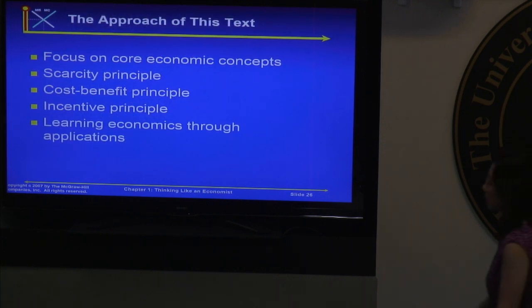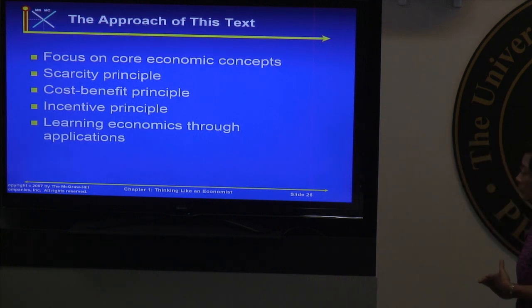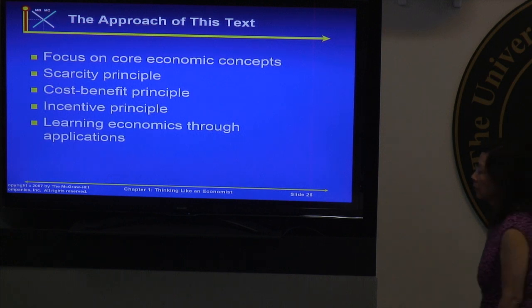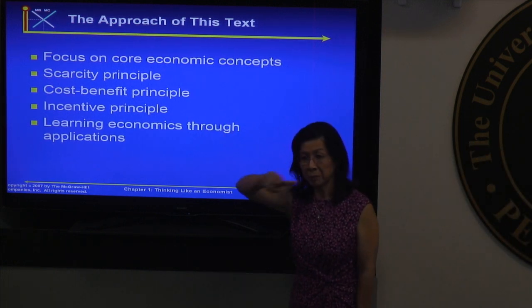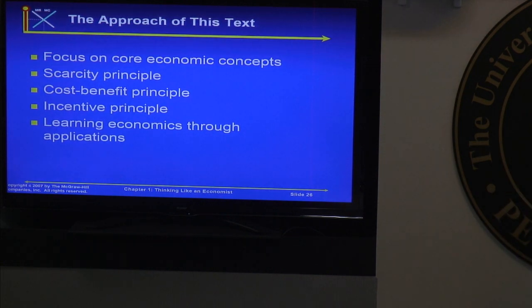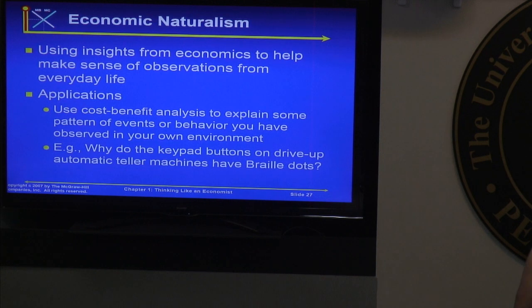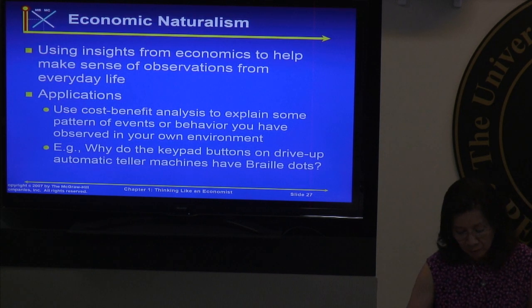A very quick summary of this chapter before I get to chapter 2. We talked about the scarcity principle: because you can't have everything, you have to practice trade-off. The cost-benefit principle, that's what we've been talking about. Incentive, we haven't really talked about that much. Learning economics through application. This is the last slide I have, and then I'm moving to chapter 2 very quickly.